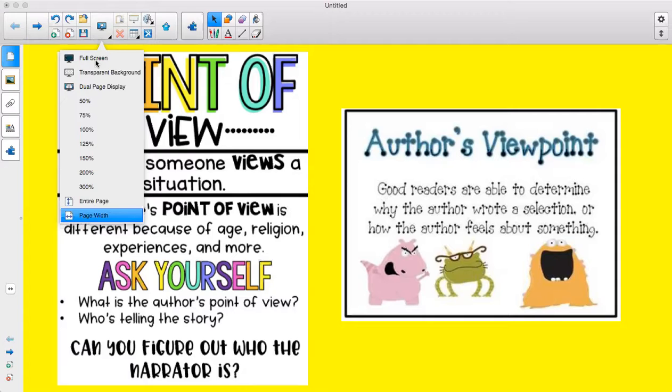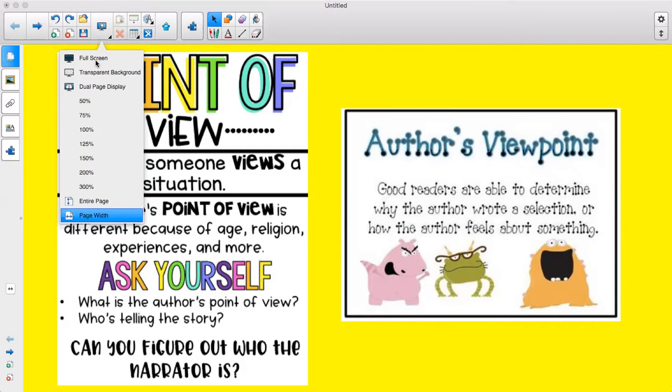Okay, so when we're looking at author's point of view, good readers are able to determine why the author wrote a selection or how the author feels about something. Let's look a little more closely at finding the author's point of view.